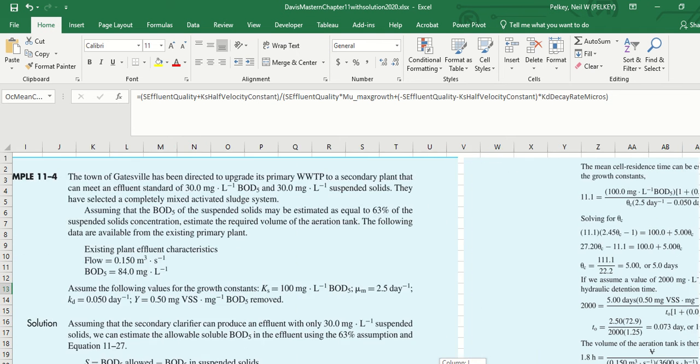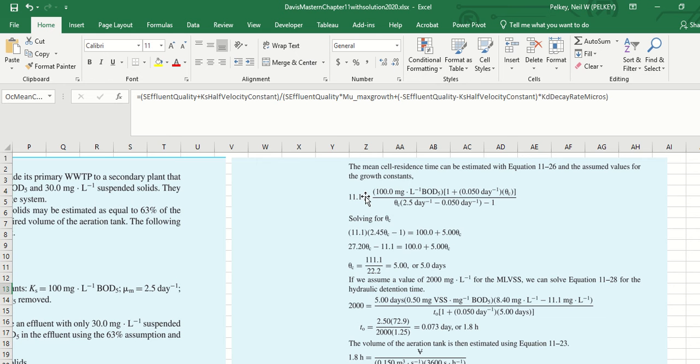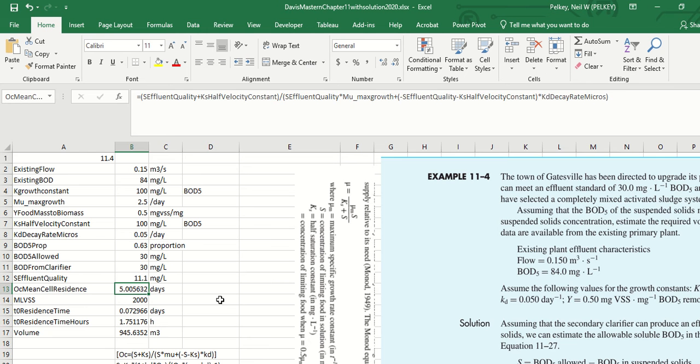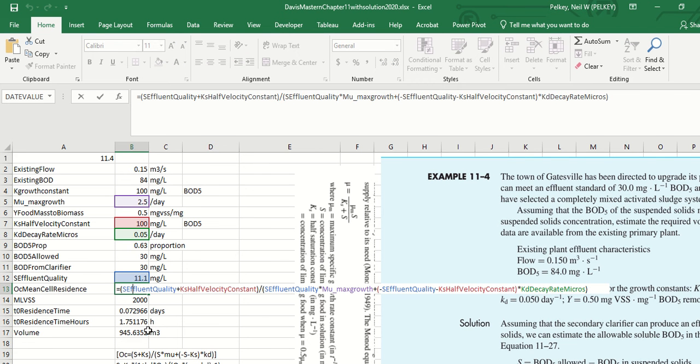Here, the solution they do here is they give the 11.1, and then they use the Monod to get partway there. And so we're going to bounce over here, and this is our mean cell residence time. I simply solved down here. You'll see that equation down here. I solved for that instead of doing it with the numbers. I solved for it in terms of the variables and plug those in.